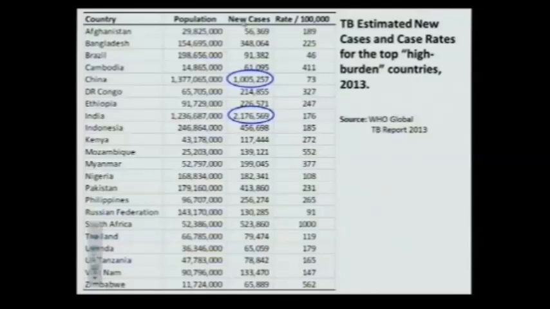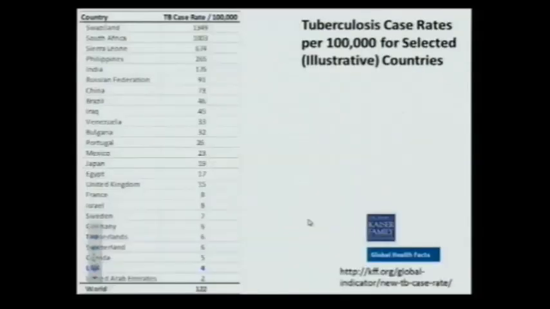Again, it shows the difference between looking at numerators, and in this case, the population would be the denominator. So in disease control, we're very concerned with rates, and for TB, rates per 100,000. So it looks like for India, it's about 170 per 100,000. Looks like South Africa is about 1,000 per 100,000. So when you're comparing one place to another, it's very important to look at the case rates.